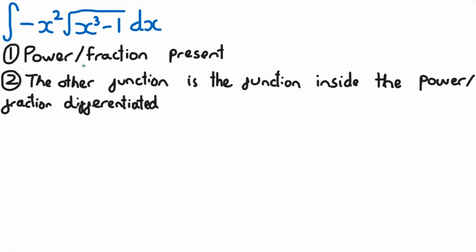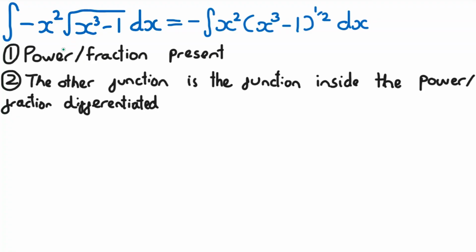Okay, so here's another example where we need to integrate minus x squared and then the square root of x cubed minus 1. Now, whenever you have an example like this of a square root, you should always use the indices law and convert this into the power of a half, like I've done here. So it becomes x cubed minus 1 to the power of a half rather than this square root here. And I've also taken the minus coefficient out of the integral here like this, and we'll just multiply it at the end.